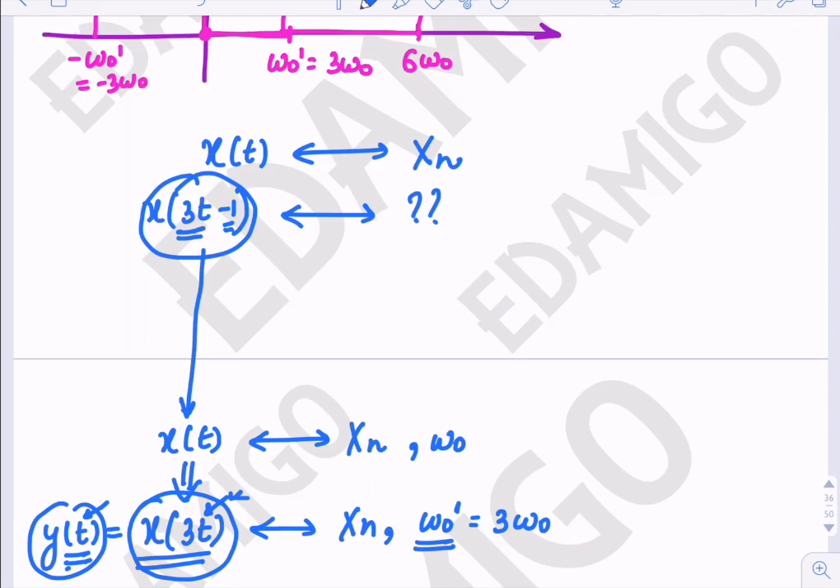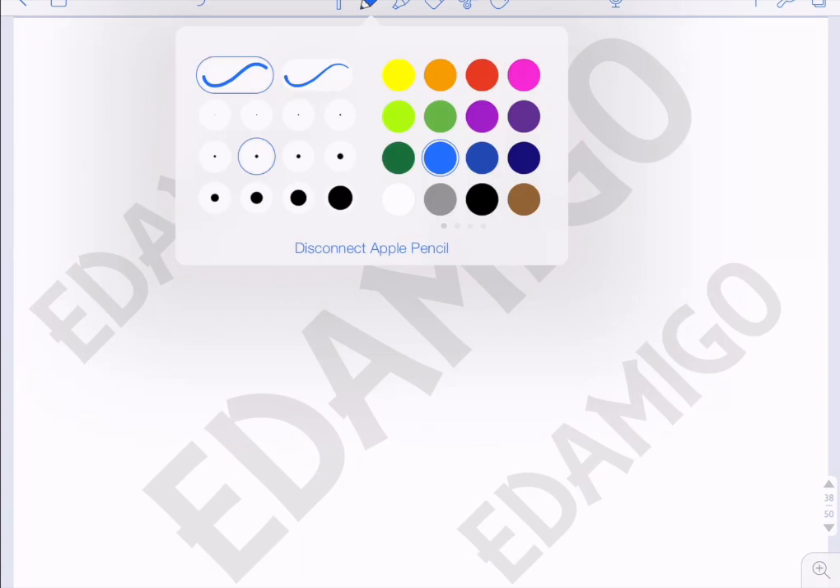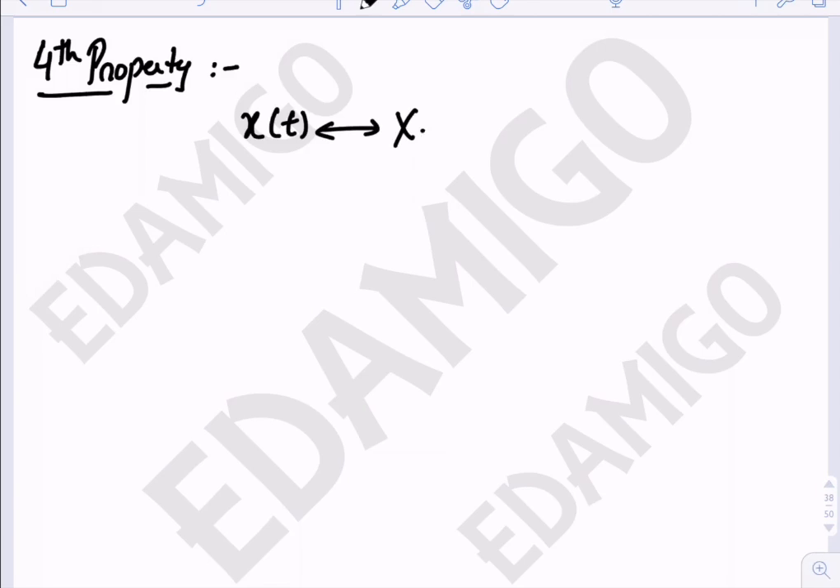Now let us move to another part of the question, another property that is being used. I think this will be the fourth property that I'm proving, because it has been used in one part of the question. That is, if x(t) has the Fourier series coefficient x_n, then d by dt of x(t), what is the Fourier series coefficient of this? Now this is a very simple problem.